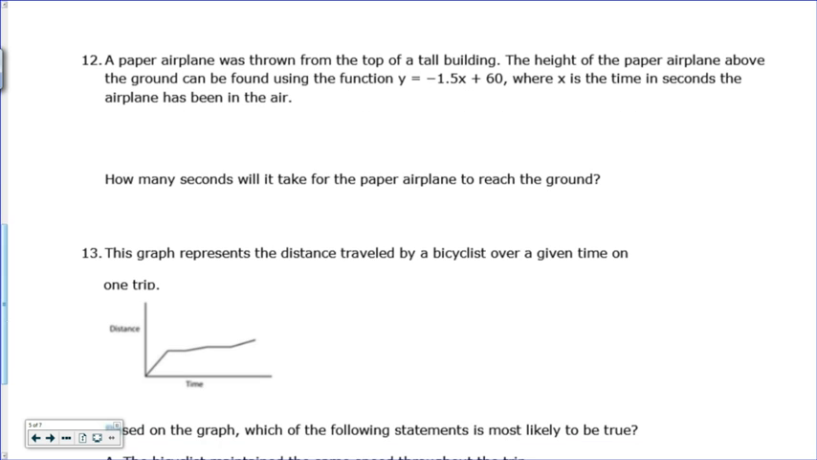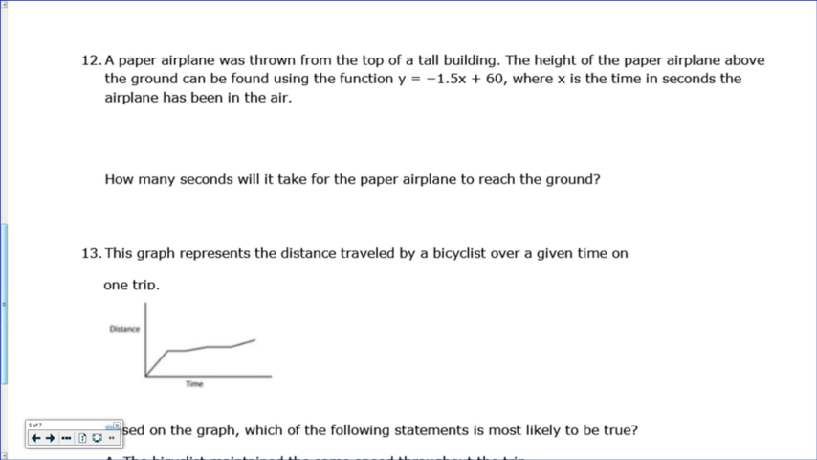A paper airplane was thrown from the top of a tall building. The height of the paper airplane above the ground can be found by using the function y equals negative 1.5x plus 60, where x is the time in seconds and the airplane has been in the air. Okay, we need to understand what y equals negative 1.5x plus 60 means.